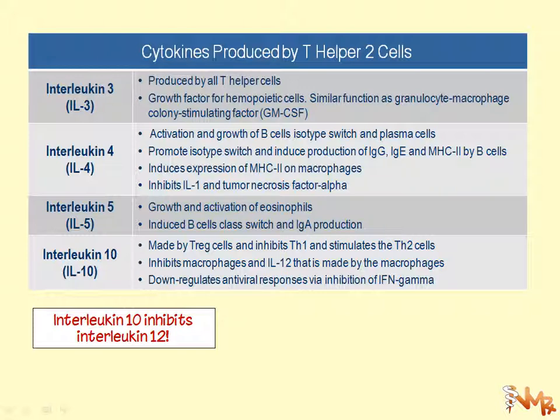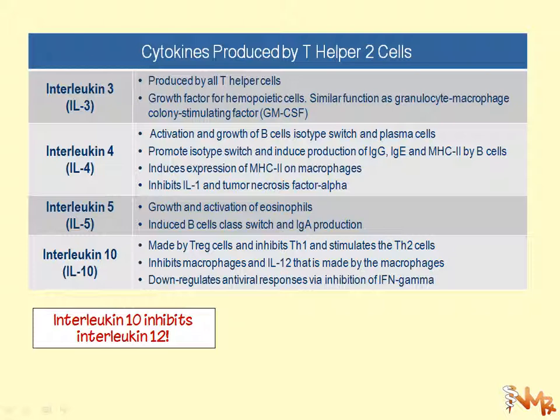Interleukin-4 causes activation and growth of B cells, promotes isotype switch, and plasma cell formation, and induces production of IgG, IgE, and major histocompatibility complex by the B cells. It induces expression of MHC2 proteins on macrophages. It inhibits interleukin-1 and tumor necrosis factor alpha. Interleukin-5 causes growth and activation of the eosinophils, induces B-cell class switch and IgA production.